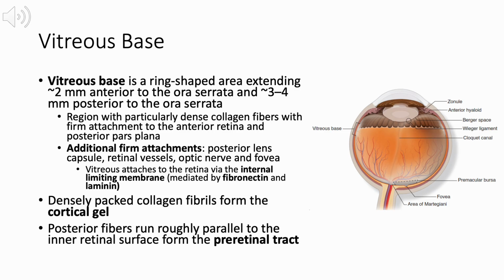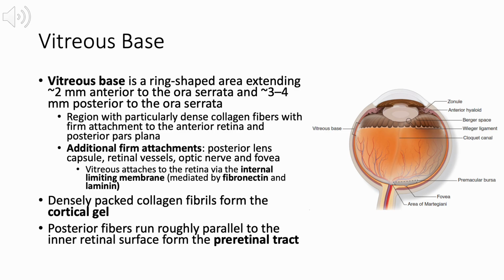It is a region with particularly dense collagen fibers, resulting in a firm attachment to the anterior retina and the posterior pars plana. In addition to these primary attachments, the vitreous base also has additional firm attachments to several key ocular structures, including the posterior lens capsule, retinal vessels, the optic nerve, and the fovea.